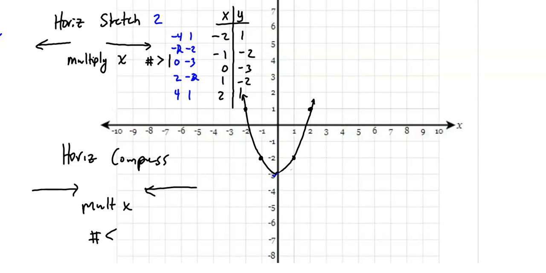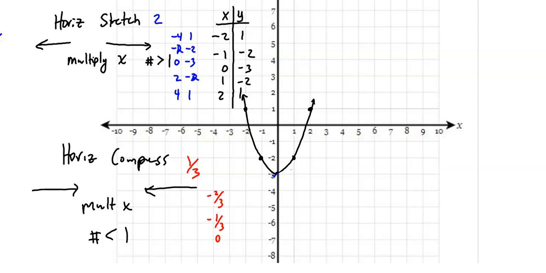1 doesn't change it, but if you're less than 1, you're going to make it smaller. So let's say I want to horizontally compress it by a factor of, let's say, 1/3. I may have to do some estimating here, but let's do it. If I multiply all the x's in my chart by 1/3, I'm going to get -2/3. I'm going to get -1/3.